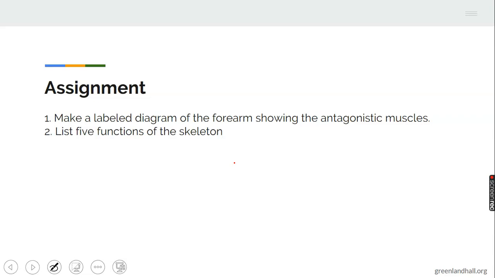Now our assignment. The first one: make a labelled diagram of the forearm showing the antagonistic muscles. Second: list 5 functions of the skeleton.